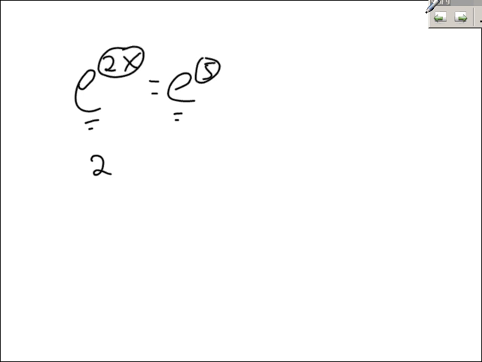Let's try this one. Not a big deal. The number e is some special number, just like pi is. If I told you that e to the 2x is equal to e to the 5, the bases are the same, so the exponents are equal. 2x equals 5. 5 over 2 equals x.